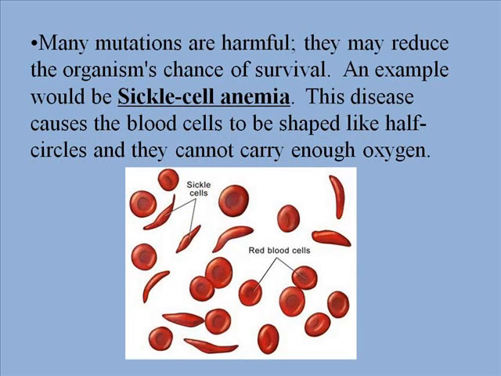Now, if the mutation is harmful or bad, that means it's going to reduce the organism's chance of survival, or it's going to make life harder in some way. So an example of a bad mutation in humans would be sickle cell anemia. In the picture below, you see what the regular red blood cells should look like. They should look like a red, round, almost like the gummy lifesavers that have the dent in the middle of them.